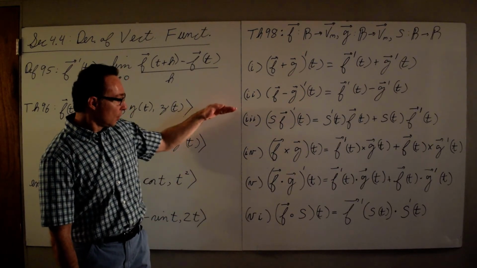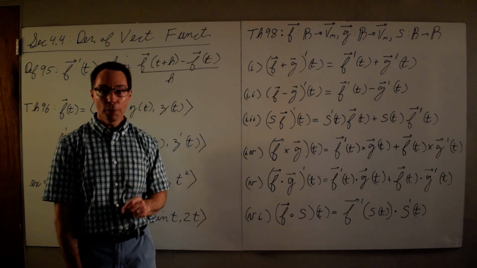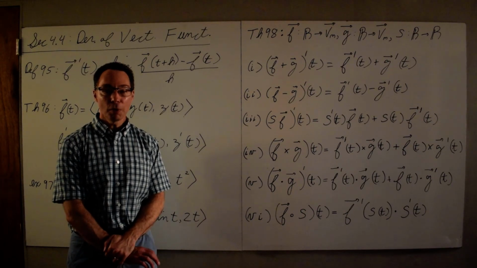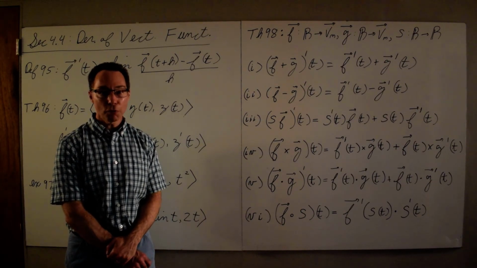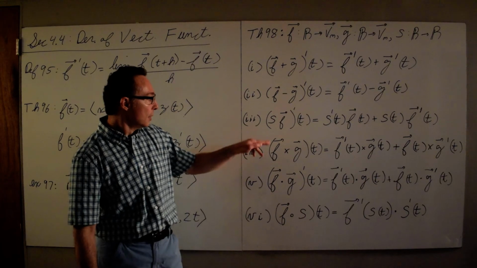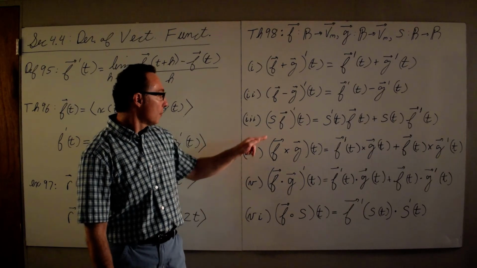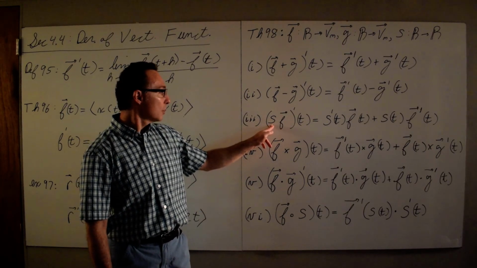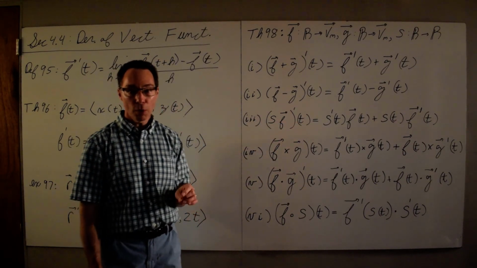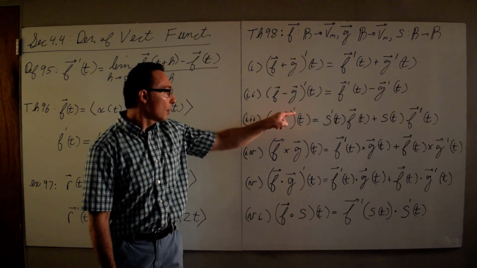Now, 3, 4, and 5 are all different versions of the product rule, and the formula is very consistent with the product rule that you learned in Calc 1. We just have to be very conscious of whether we're dealing with vector functions or real-valued functions. So here we have s times f. s is a real-valued function, so this is a scalar multiple. s of t is a number, f of t is a vector, and the way to combine a number with a vector is with the scalar multiple. And then we take the derivative.